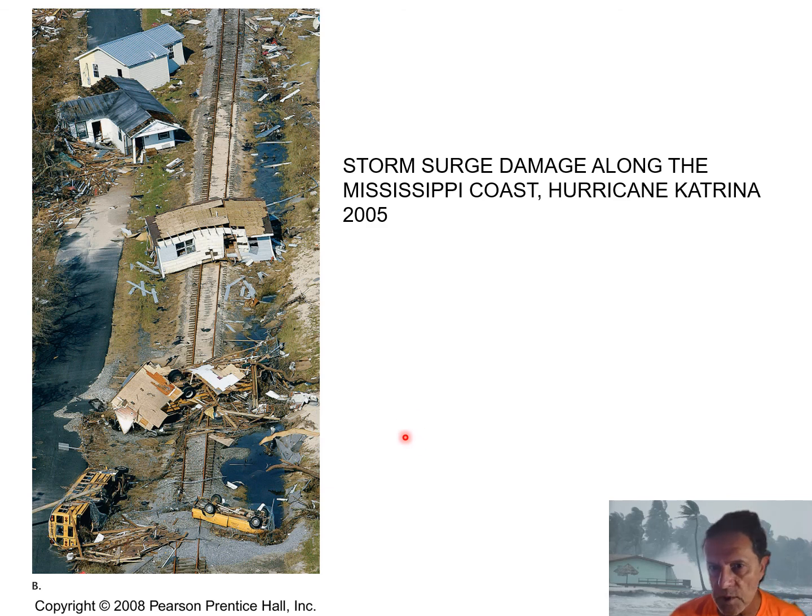Storm surge damage along the Mississippi coast by Hurricane Katrina. These are railroad tracks. Obviously, you're not going to build your house on the railroad tracks. It doesn't belong there. School buses overturned, cars overturned, debris and damage everywhere.